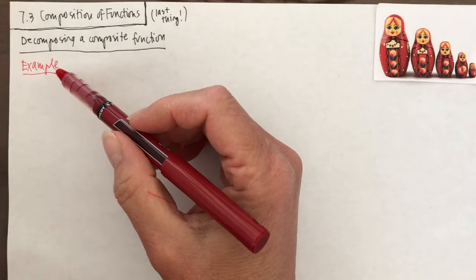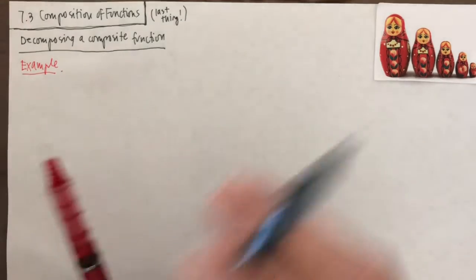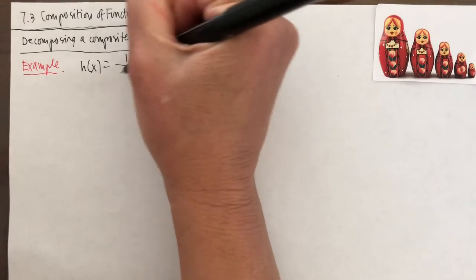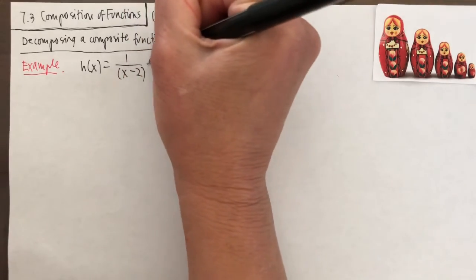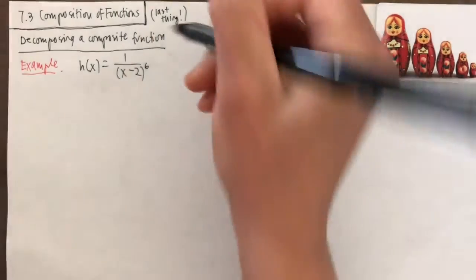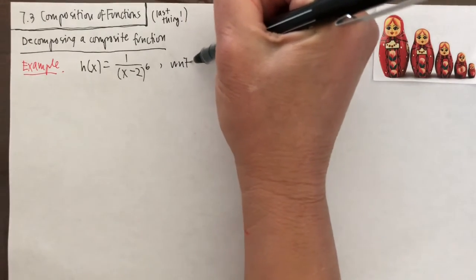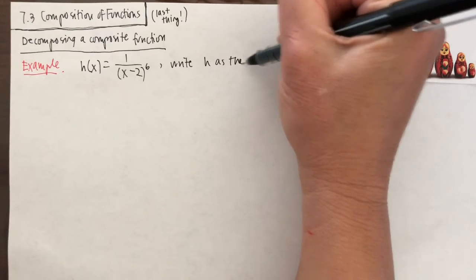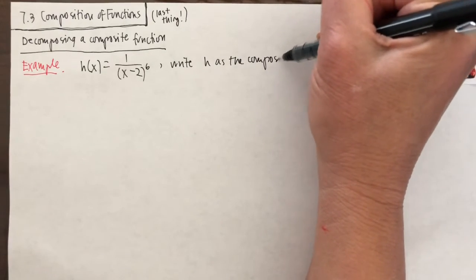Okay, for our first example, we have a function h of x equals 1 over (x minus 2) to the 6th. And we're asked to write h as the composition of 2 functions.